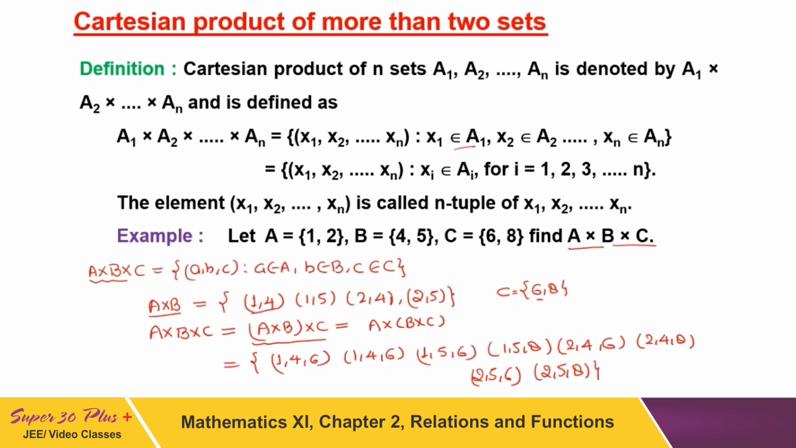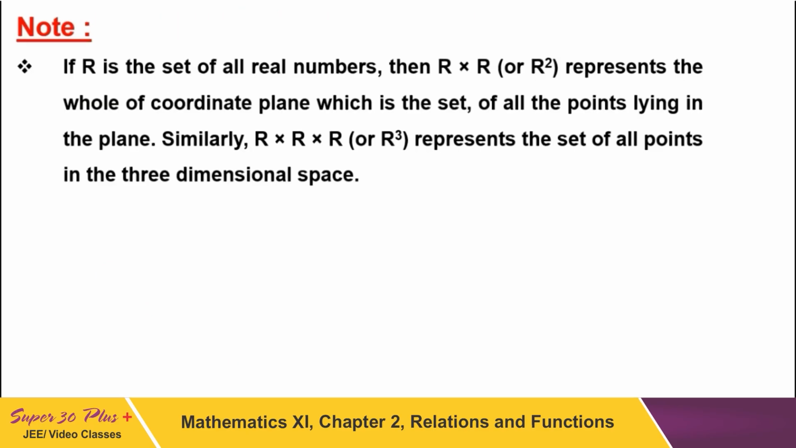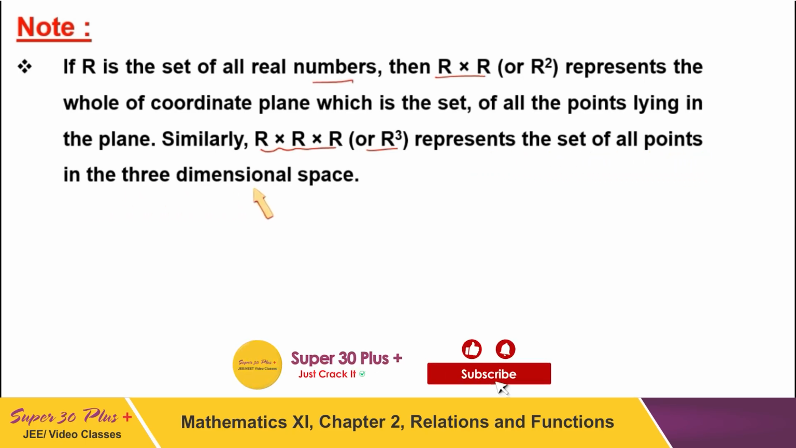For the n product, or you can say the Cartesian product of n sets, there are n-tuples. Means for 4 sets it is a 4-tuple. For 3 sets it is called triplets. Now students, one important note here is that if R is the set of all real numbers, then R cross R represents the whole coordinate plane, which is the set of all the points lying in the plane. And similarly, R cross R cross R is R cube. It represents the set of all the points in three-dimensional space.